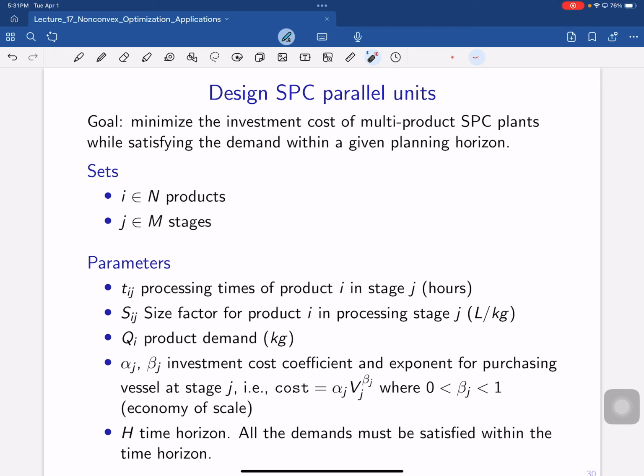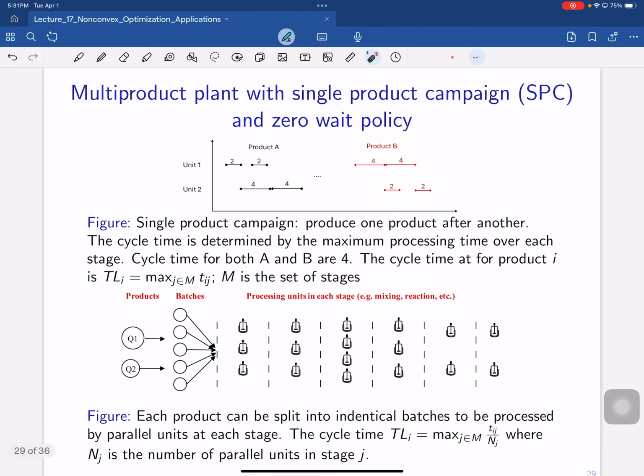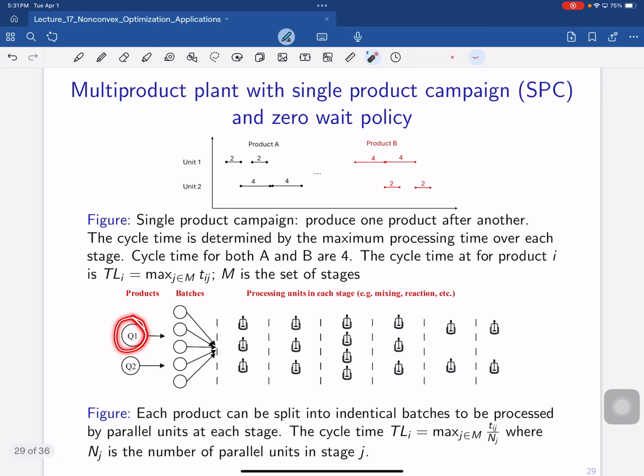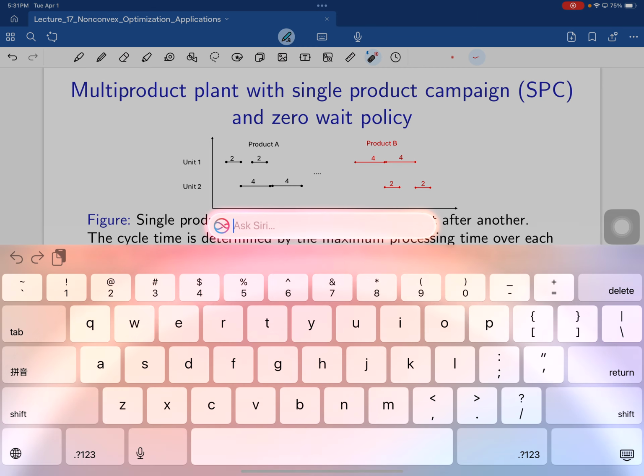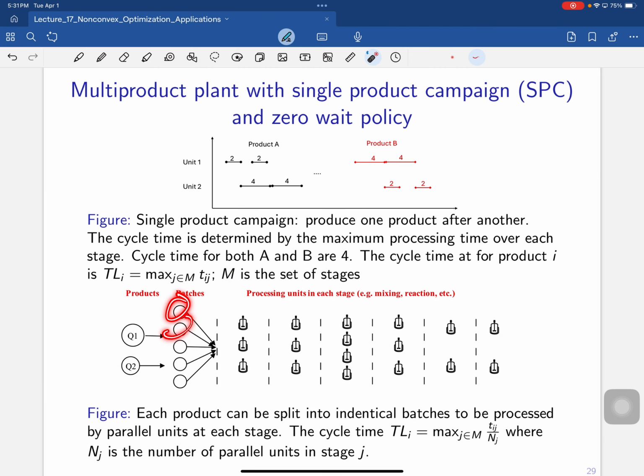You can split the product into different batches here. Okay, so here's what it means. So you have some product. In total, you need to satisfy Q1 and Q2 for 2 different products. You can split this order into smaller batches, right? Maybe you split Q1 into 3 batches, and then you split Q2 into 2 batches, and then they can be produced using those plants, right?